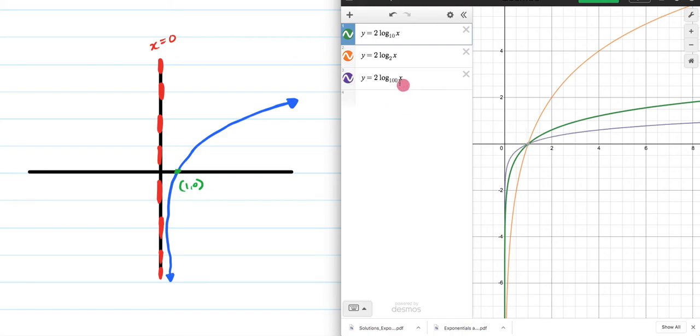We could draw it again with a different base, this time a base of 100. And yet again, it has the same x-intercept, but it's clearly a different graph. So what we've drawn here isn't good enough. There isn't enough information that would distinguish this graph from these.